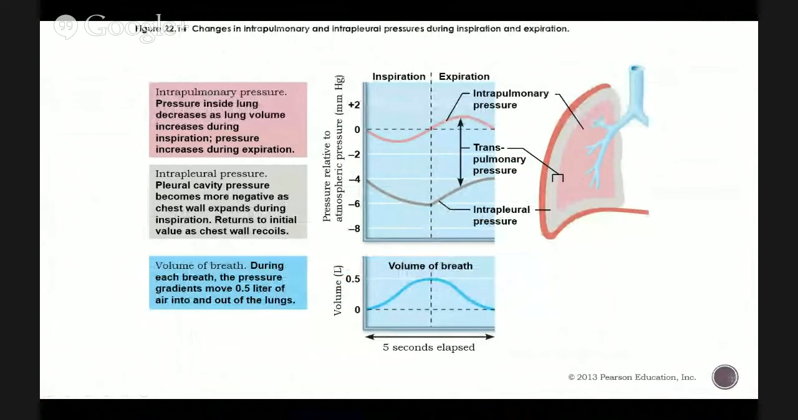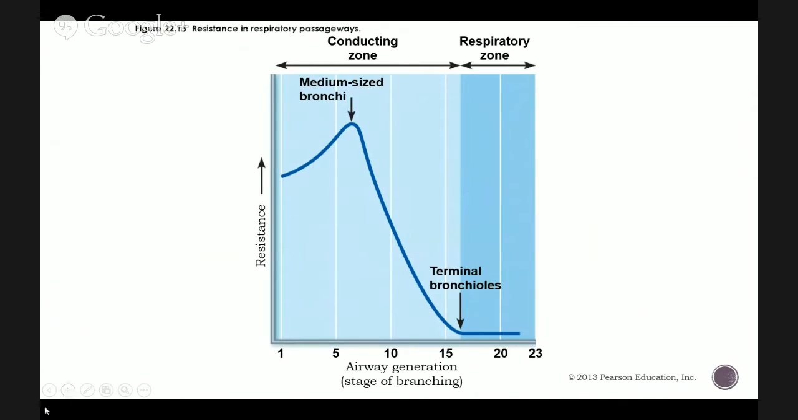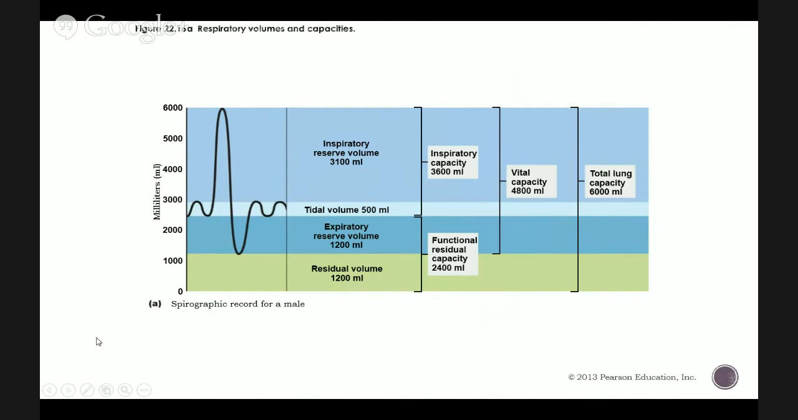This figure, this is not what I wanted to go to next, but this figure just shows you how the pressures increase and decrease and how they change according to what we're doing when we breathe in and breathe out. If that helps you, maybe it speaks to you, maybe it doesn't, but it's there. This picture also shows you the resistance, how in the medium-sized bronchi, that's where we have the most resistance to airflow.